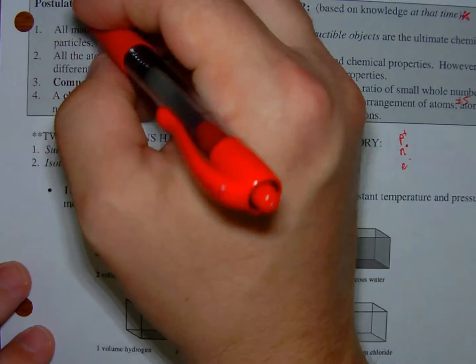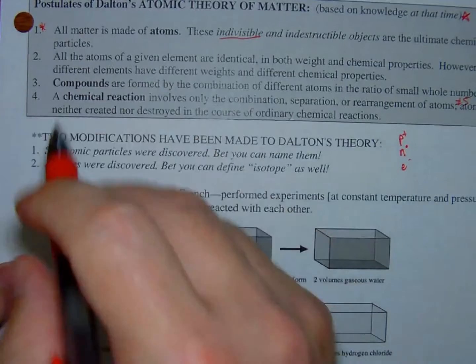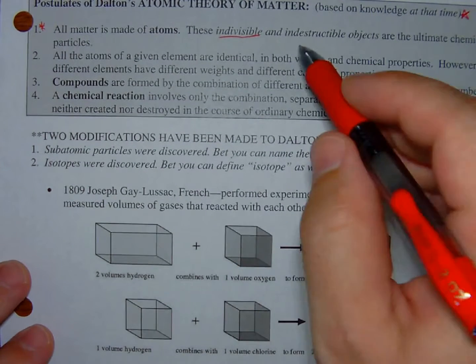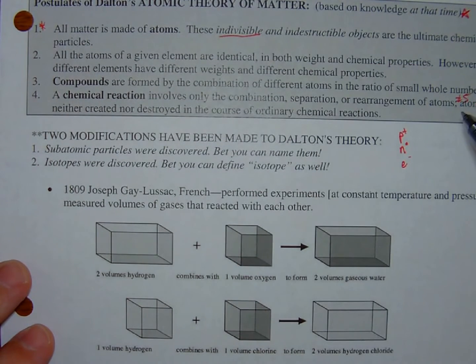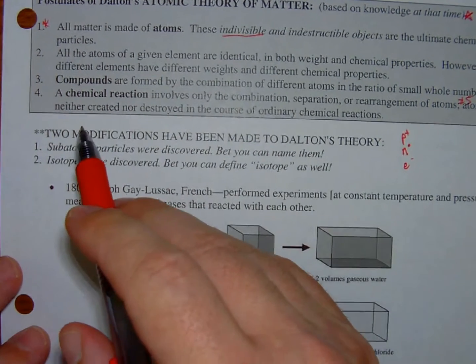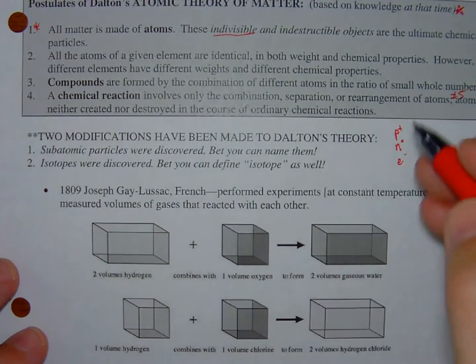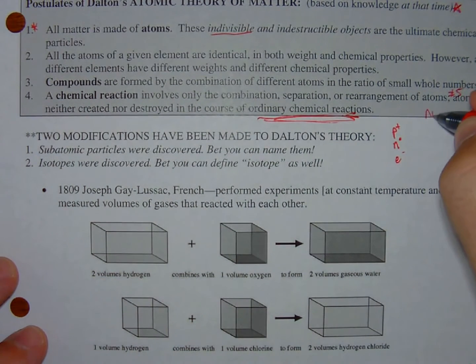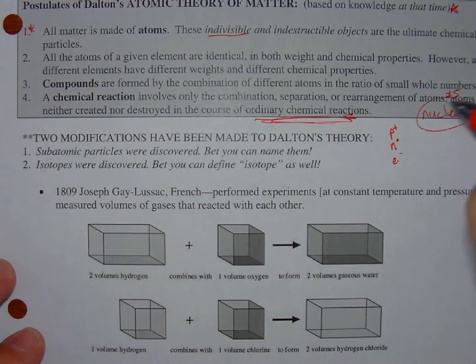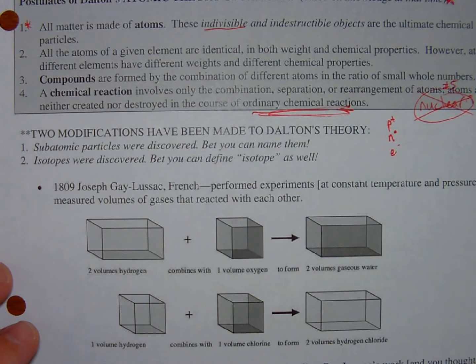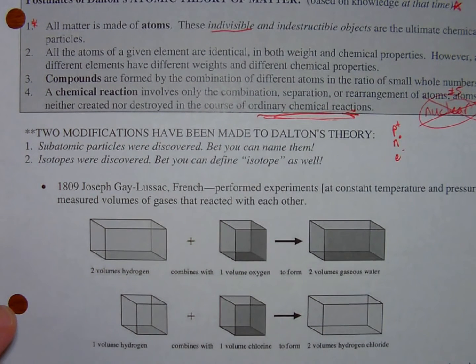So we're going to have to put a little bit of an asterisk on number 1 because they are divisible. And you know what? I'm not going to put an asterisk on indestructible. And I'm not going to put an asterisk on atoms are neither created nor destroyed, because he stated in ordinary chemical reactions. And so he went to say, oh yeah, but we can have a nuclear reaction and we can split that atom. Well, that's not an ordinary chemical reaction.